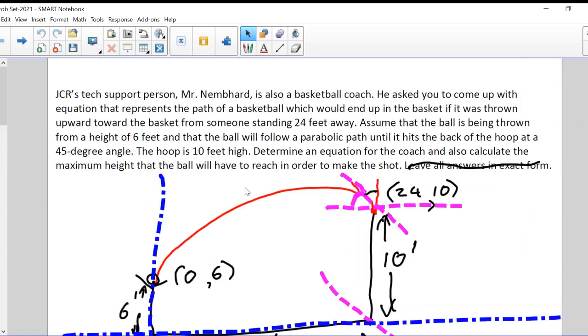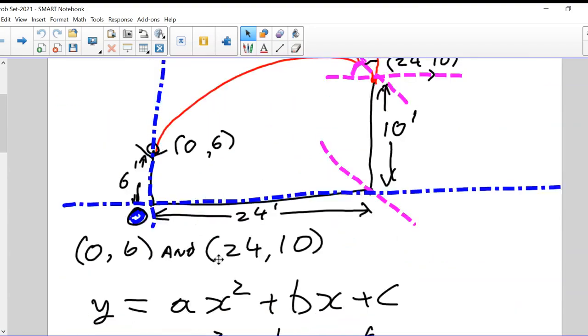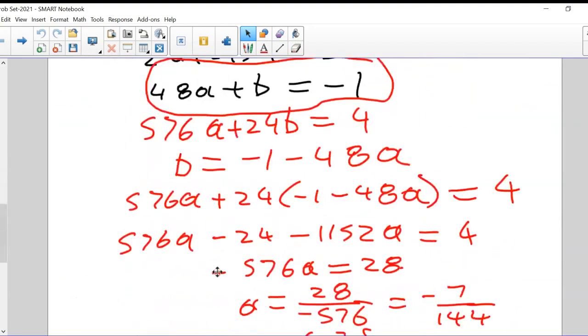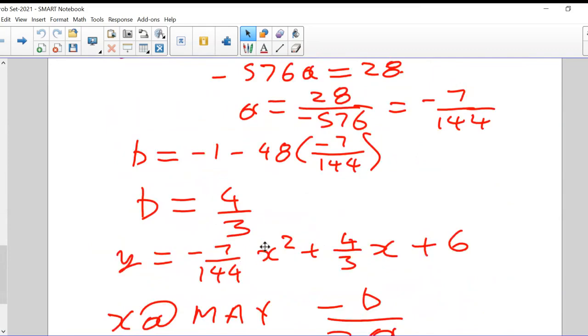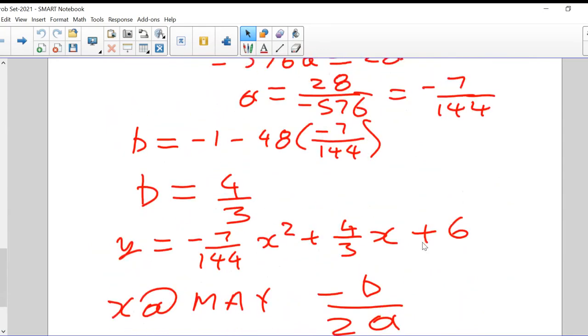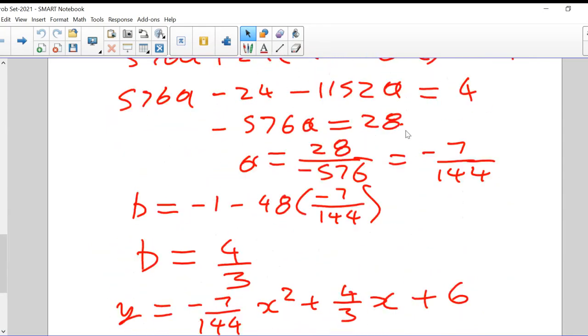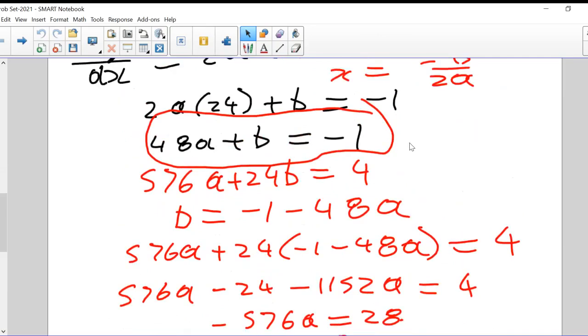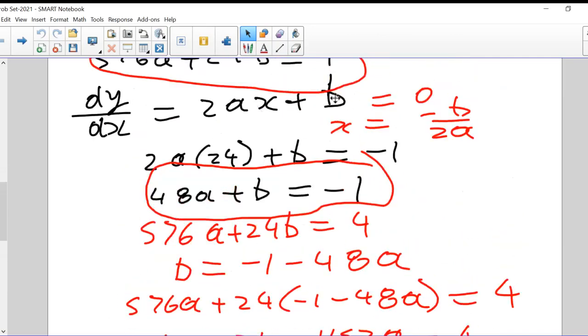The other question that was asked, and this is really what the coach was asking me, was what height do I need to reach to be able to get it into the basket. So we had to find what that maximum height was. Well, we have an equation, so it's not that hard. Here's our equation, minus 7 over 144, etc. We can figure out what the x is at the max by using the derivative 2ax plus b. To be at a max, we set it equal to 0. So we find that x is equal to minus b over 2a.